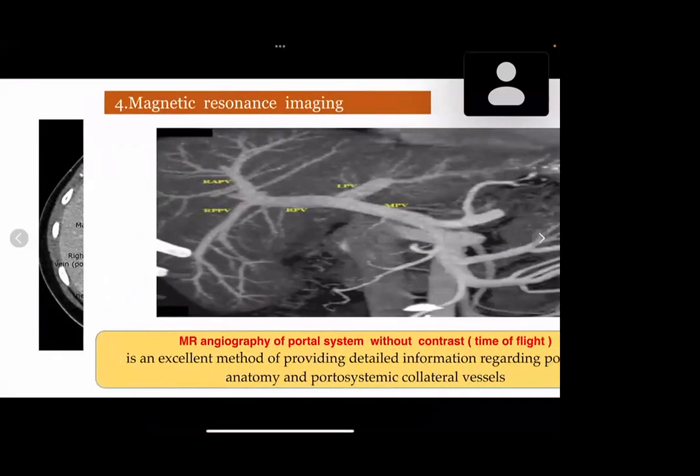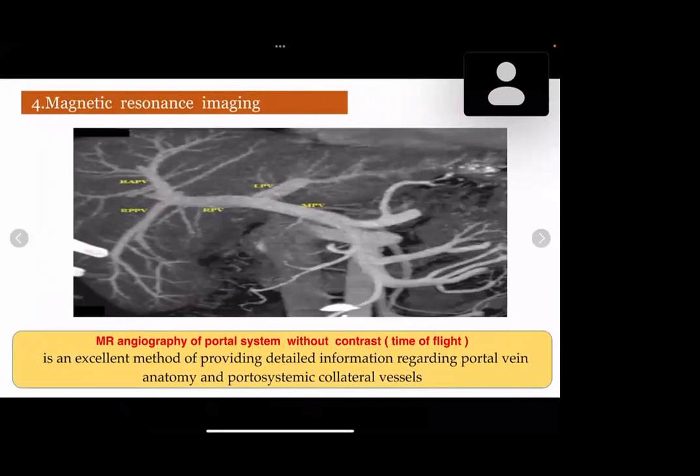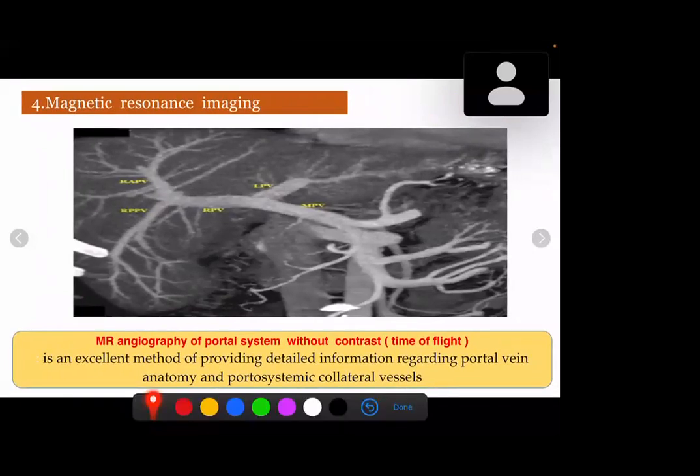On MRI, you have the MR angiography of the portal system without contrast using the time of flight sequence. This is usually an MRV. This is an excellent technique to provide detailed information about the portal vein and the portosystemic collateral vessels. As we can see, this is the main portal, the left, right portal, right anterior, and right posterior.